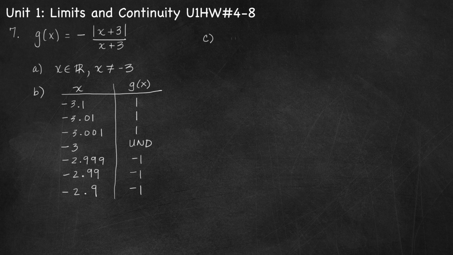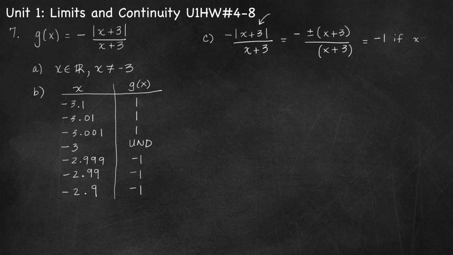Part C asks us to simplify the expression for g of x using algebra. Well, to drop absolute value, we can replace it with parentheses and a plus or minus in front. So that might look a little bit strange here. We've got minus, plus or minus, x plus 3 over x plus 3. But think about it this way. If the expression x plus 3 is positive, then we can simply drop the absolute value signs altogether. And we would have negative 1 times x plus 3 over x plus 3. So that's going to equal negative 1. So it equals negative 1 if x plus 3 is positive.